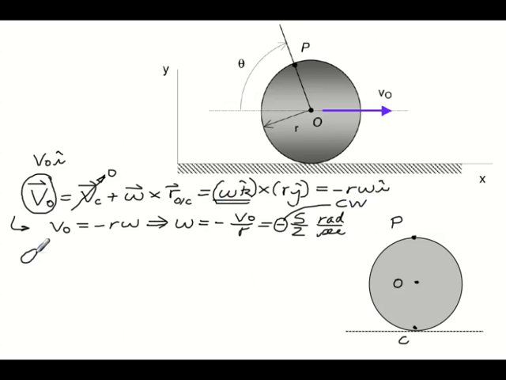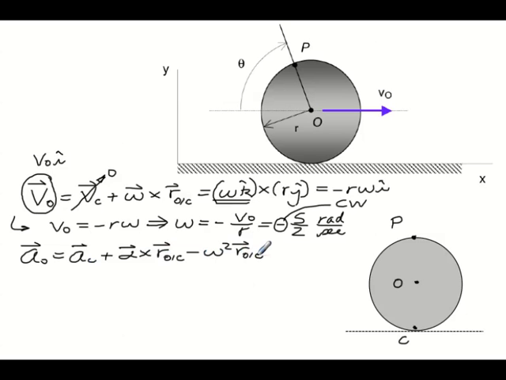I do the same thing for acceleration. Acceleration of O is equal to acceleration of C plus alpha for the wheel, cross with the vector which goes from C to O, minus omega squared R C to O. This requires a little bit more thought.